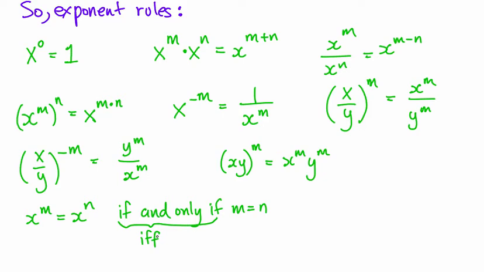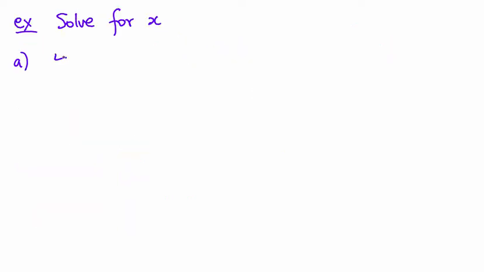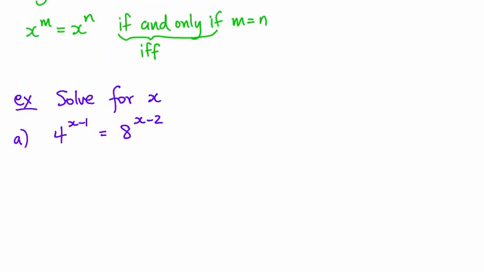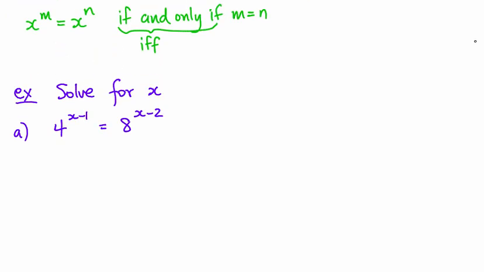It won't be until we get to some more complicated ones that we'll need some of the log rules as well. So let's take a look at a few examples. In the first one we'll have 4 to the power of x minus 1 equaling 8 to the power of x minus 2. Now it doesn't look like we have any of the rules above that can help us with this. However, this last rule can help us.